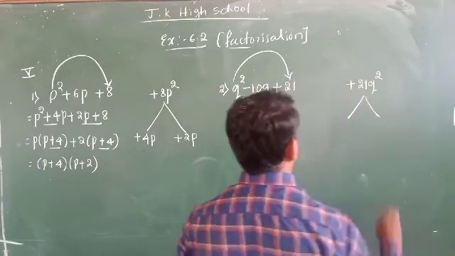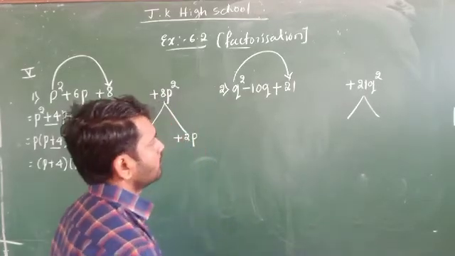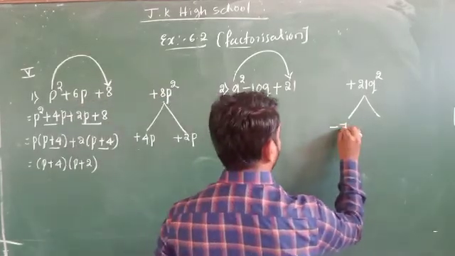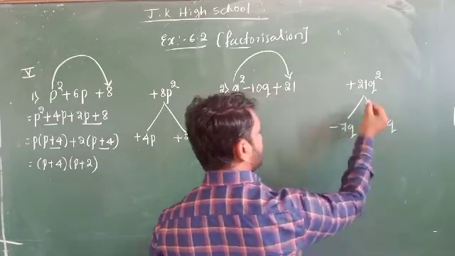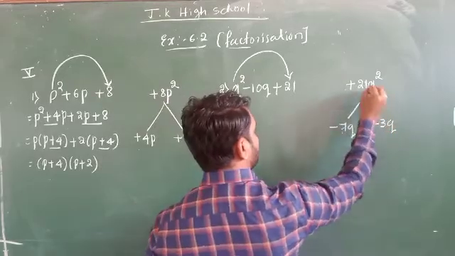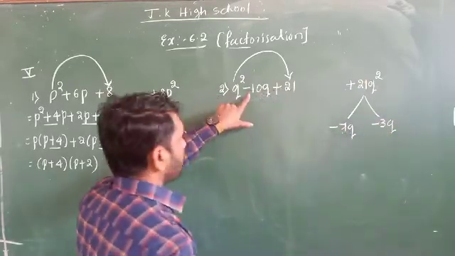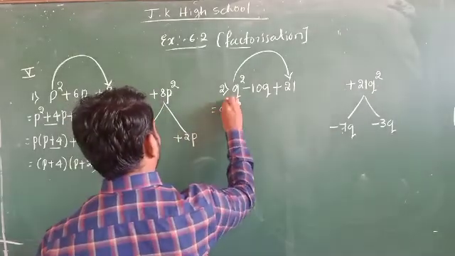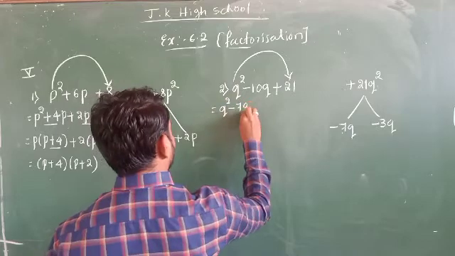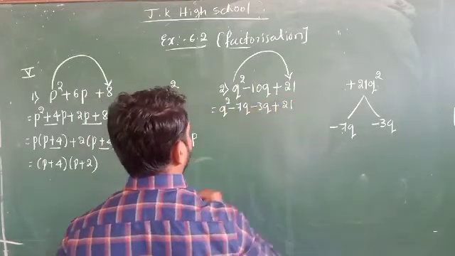Now take two factors. What are those two factors? Minus 7q, minus 3q. Minus into minus is plus, 7 threes are 21, q into q is q square, 7 plus 3 is 10. The bigger sign is minus, so you write it: q square minus 7q minus 3q plus 21.